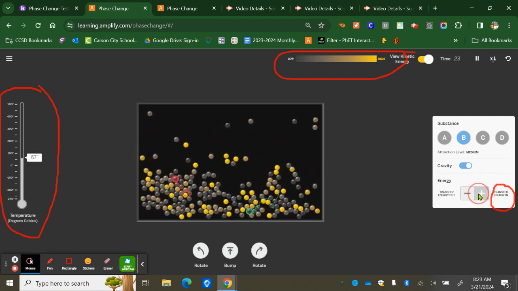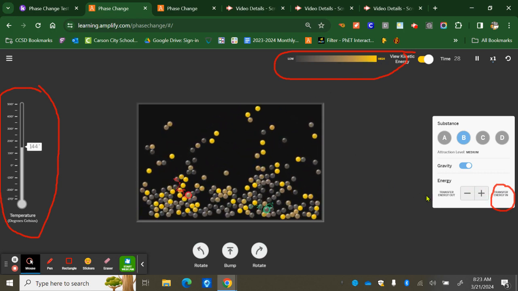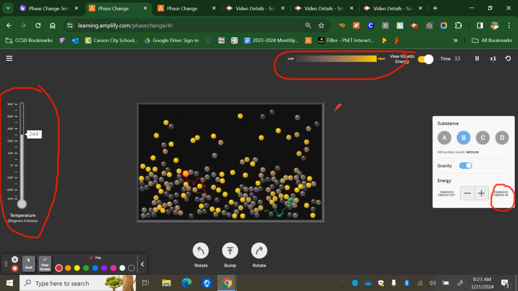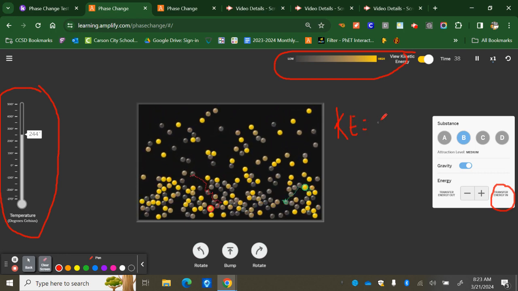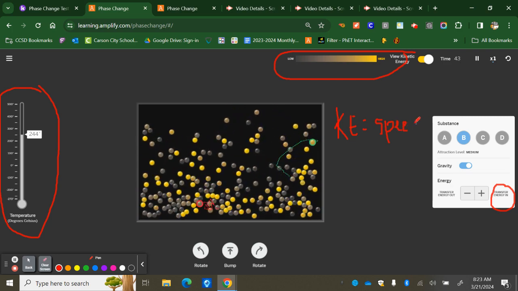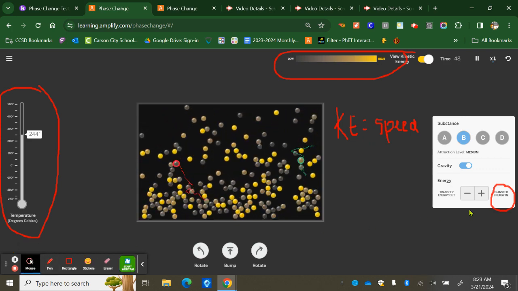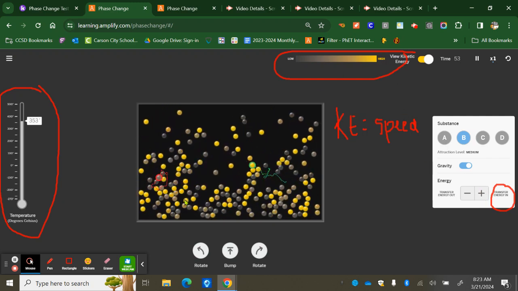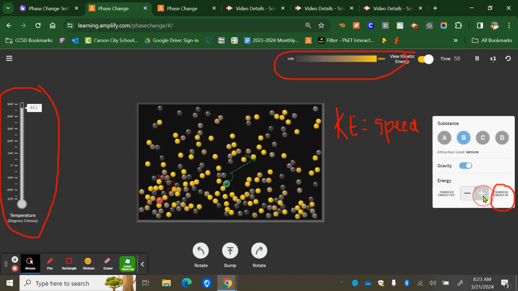If I transfer energy in, my temperature is rising. We can also see that I'm starting to get more yellow, more kinetic energy. And remember, kinetic energy is the same as speed, right? If I have more movement, I'm going to have more speed and more kinetic energy. As I continue to transfer energy in, my molecules are getting even more yellow. So I'm getting more speed and more temperature in my substance.